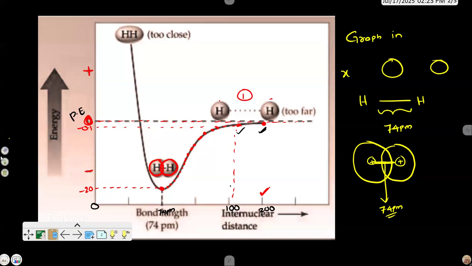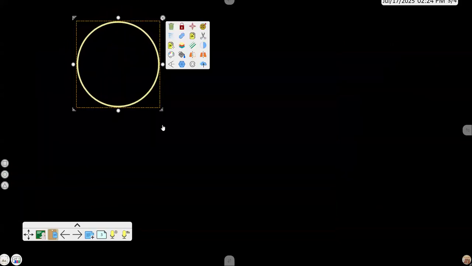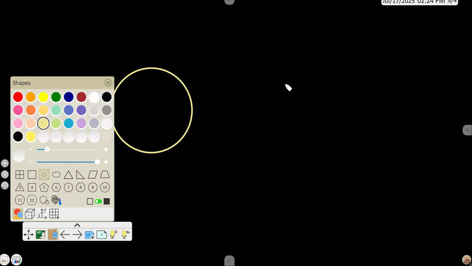Now, what happens when they are coming much more closer? What will happen? Let me draw something like this. A hydrogen atom is something like this. This is a hydrogen atom. This is another hydrogen atom.